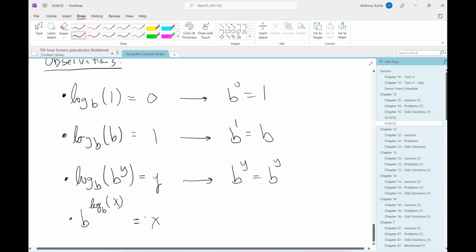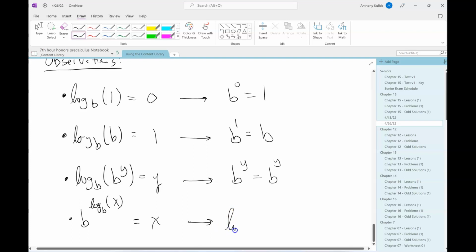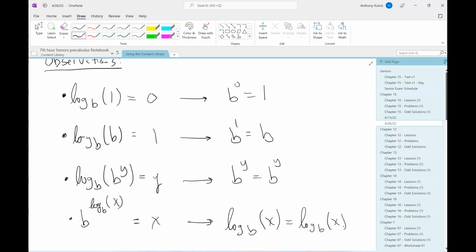Just x. Why is that the case? Well, notice this is an exponential equation that I've written. So I can rewrite that as a logarithmic equation. So it would be log base b of the answer should equal the exponent. Well, log base b of x better as heck equal log base b of x.